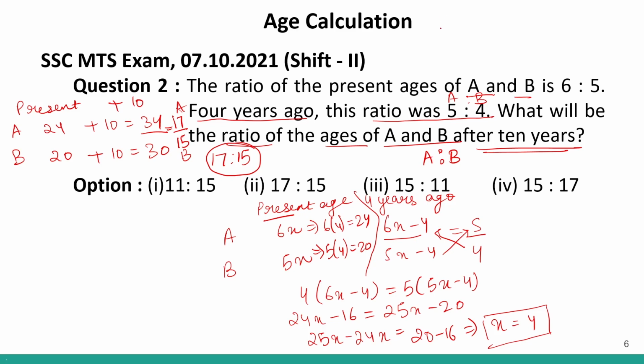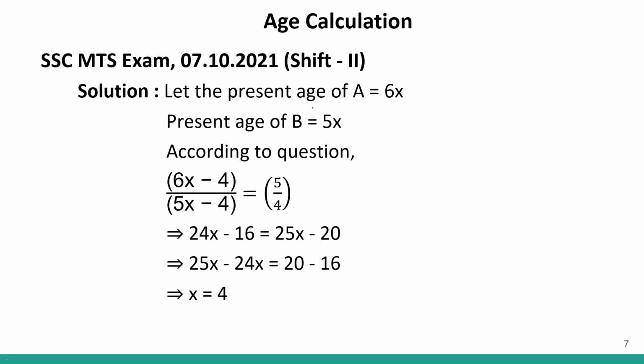If you look at option number 2, it is 17 is to 15. And option number 4 is 15 is to 17. So, don't get confused. This is A is to B and this is B is to A. In the question, we have to find the value of A is to B. So, our answer will be option number 2, 17 is to 15. Clear? So, here is the solution.